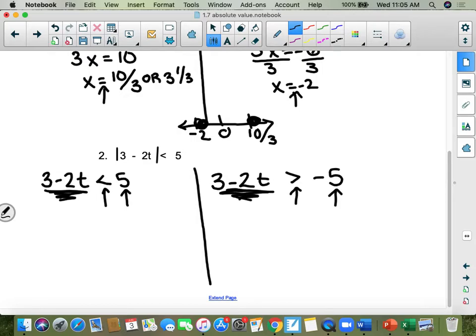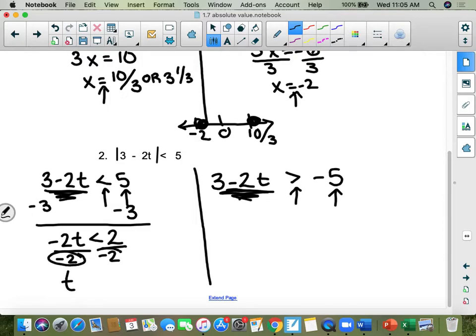We solve for t by subtracting 3 from both sides. A negative 2t is less than 2. I need to divide both sides by negative 2. Remember, I divided by a negative number, so I do have to switch my sign. 2 divided by negative 2 is a negative 1.